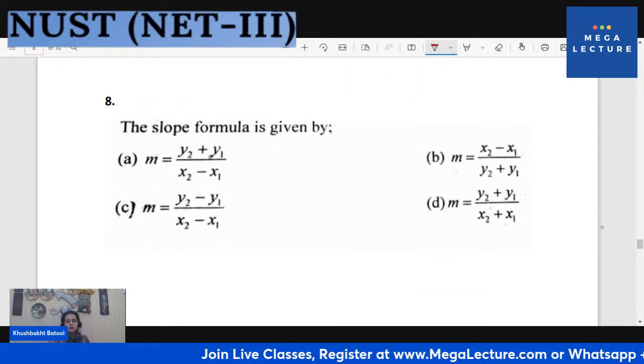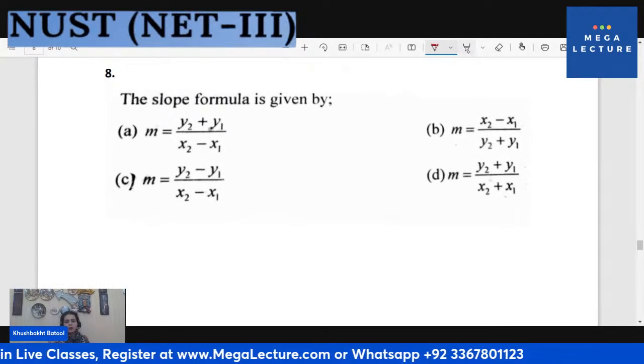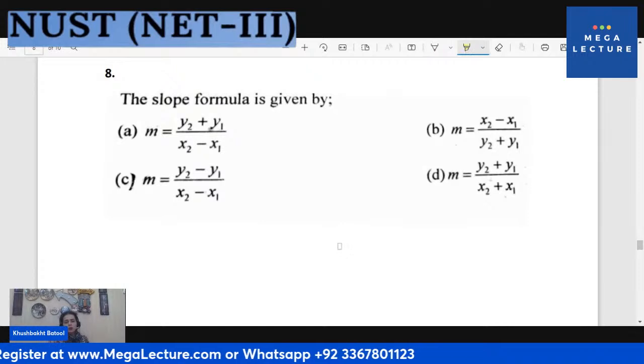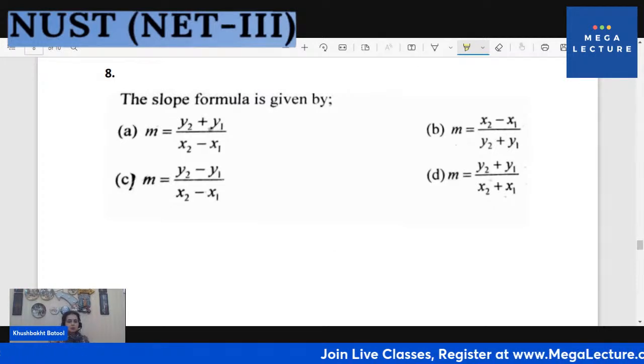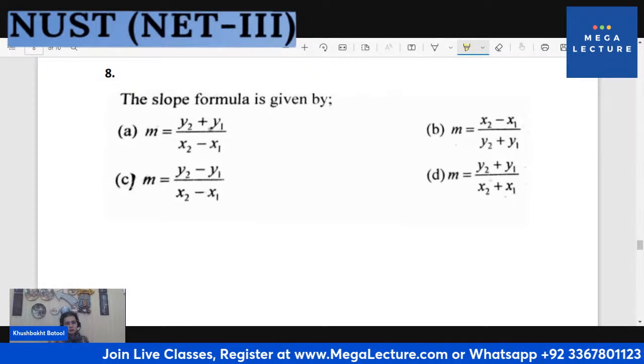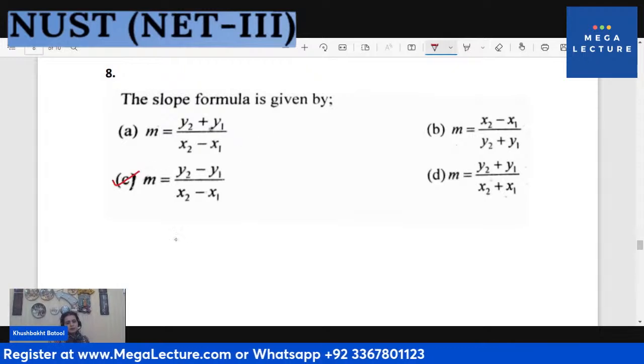Okay, now it is an easy question. Please try answering this to me. I want you guys to participate as well. You can comment in the comment box. It says the slope formula is given by, now we know that slope of any line can be calculated using 2 points. So it is y2 minus y1 divided by x2 minus x1. So the answer is going to be C in this case.